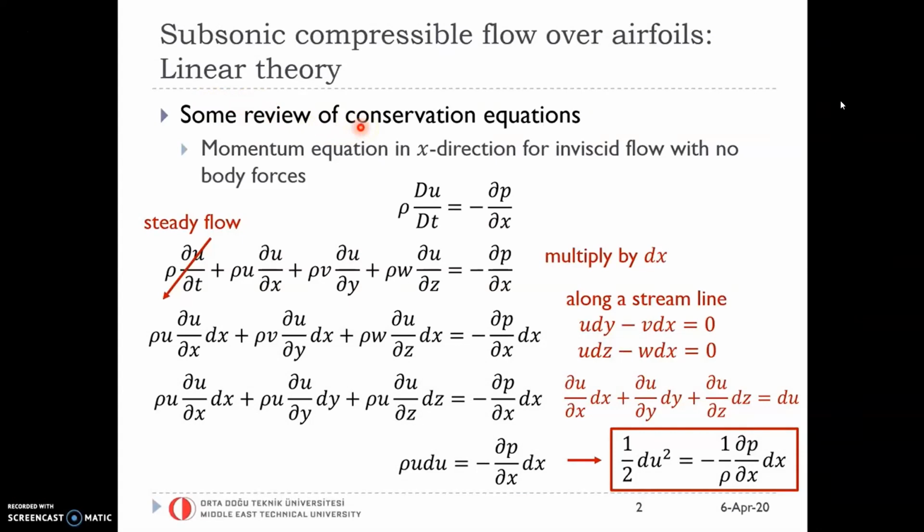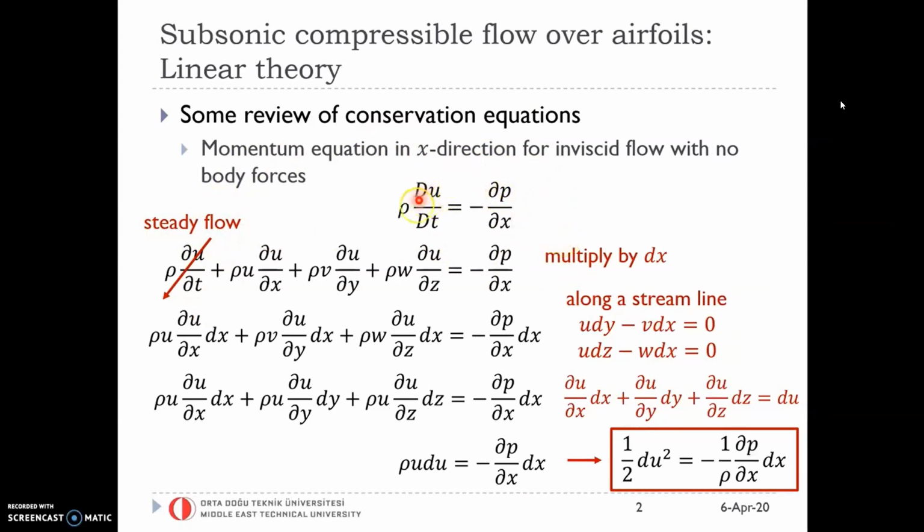Contrary to the conventional way, I will start with the conservation of momentum equation, and you see here the conservation of momentum equation in the x direction for inviscid flow with no body forces, and under the assumption that the flow is also steady. First of all, the equation can be written in the form shown here on the first line. You have density times the material derivative of the u component of velocity, that's equal to minus dp dx. Of course, that's the equation in the x direction.